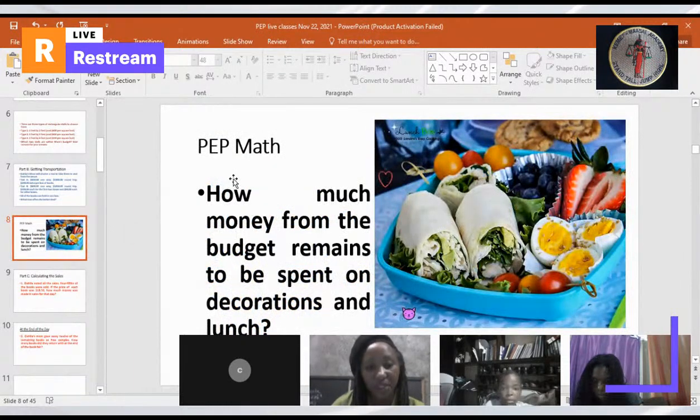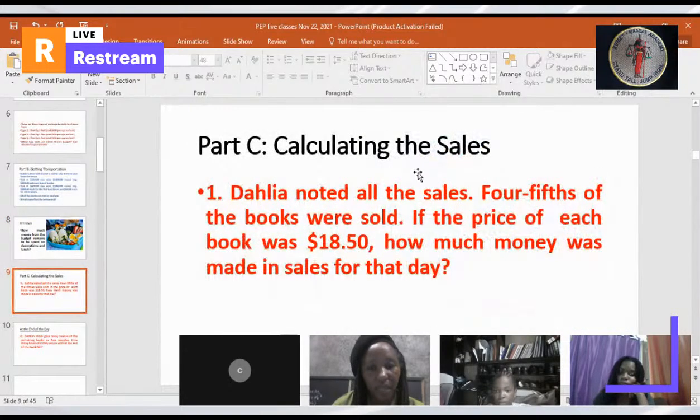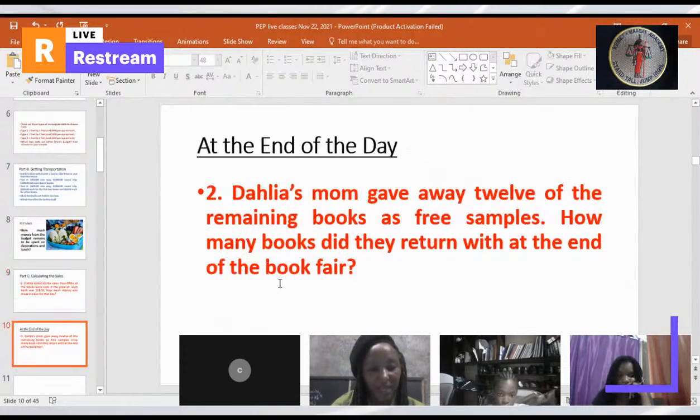How much money from the budget remains to be spent on decorations and lunch? And part C, calculating the sales. Dahlia noted all the sales. 4/5 of the books were sold. If the price of each book was $18.50, how much money was made in sales for that day? And finally, question 2 of part C, Dahlia's mom gave away 12 of the remaining books as free samples. How many books did they return with at the end of the book fair? So it's a lot.